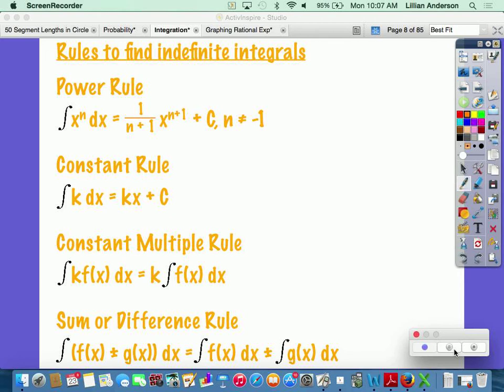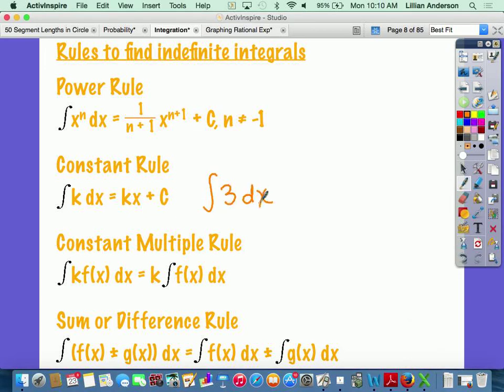There are some rules to indefinite integrals as well. These are your first few. Your power rule, which is basically what we just did practice on, okay? But then there's your constant, constant multiple, and sum and difference rules as well. Your power rule, again, that's the one that you guys practiced on with the six problems. Your constant rule basically is, you're given a constant as your function that they want you to take the antiderivative of. So let's deal with the integral of 3 dx. 3 is a constant. Well, the antiderivative of that would be just the constant times x.